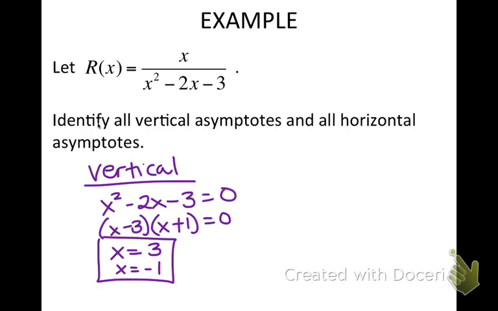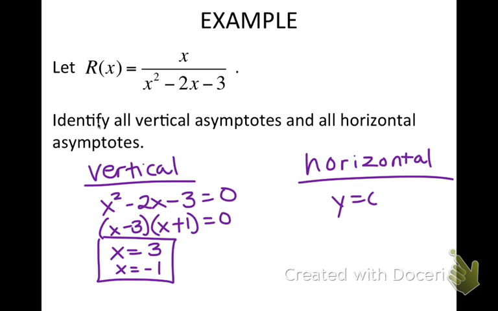Horizontal. Not a lot of work, just need to memorize it. Where's your higher degree? On the bottom. So it's either none or 0. Which one is it? It's 0. y equals 0. You've got to remember that, and know the difference between them. We've identified all our asymptotes. You're going to have to do that for the homework. We won't graph it yet. We'll save that for Friday.